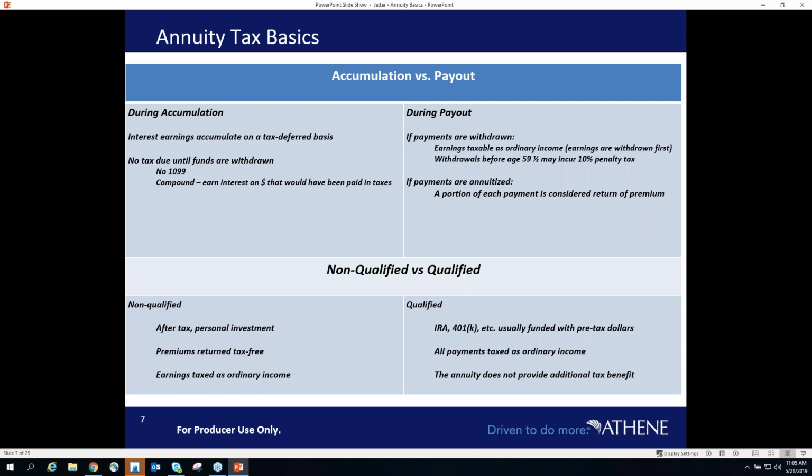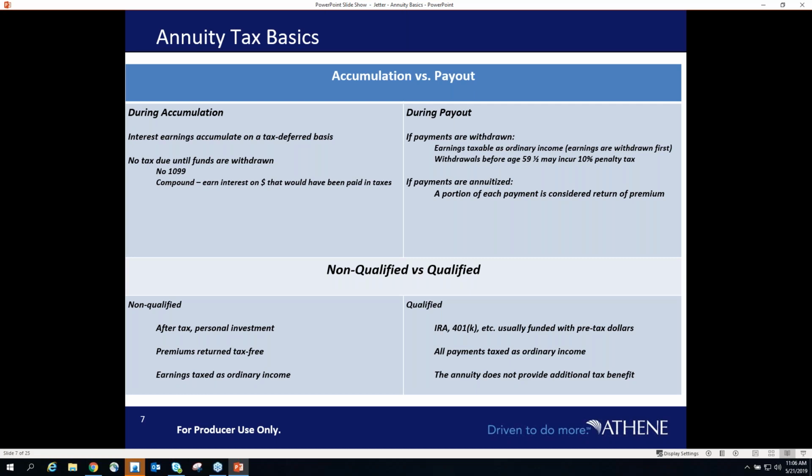If payments are annuitized, a portion of each payment is considered to be a return of premium. That's called the exclusion ratio. Also, let's talk about non-qualified versus qualified. On a non-qualified contract, it's going to be after-tax personal investment. The premiums are returned tax-free. The earnings are taxed as ordinary income in the year that the client takes those earnings out of the contract.